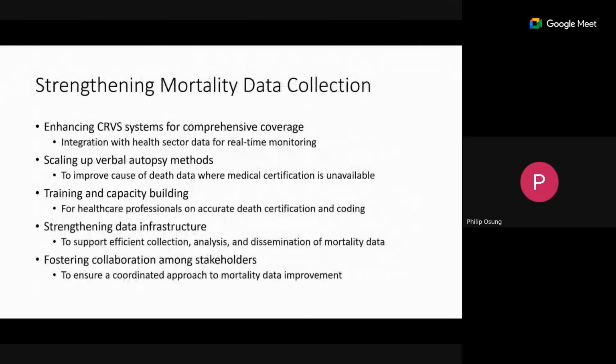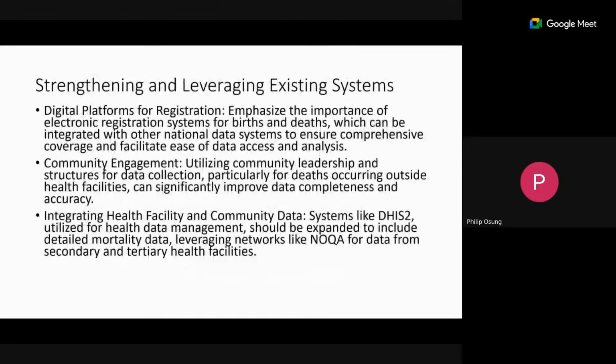We also learned that it is critical to enhance the CRVS system for comprehensive coverage, and this is also to ensure that we integrate data collection. Scaling of verbal autopsy, as I've mentioned, is one of the things that is sorely needed. We need a routine VA data collection system in the country to help with the CRVS system. We also need training and capacity building for the people that will be carrying this out, and we need to strengthen data infrastructure and foster collaboration with stakeholders.